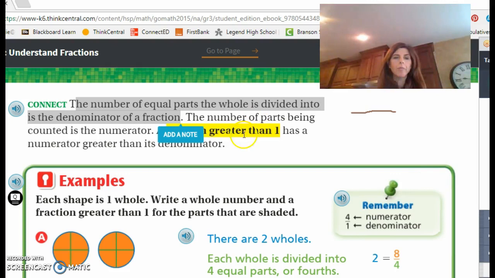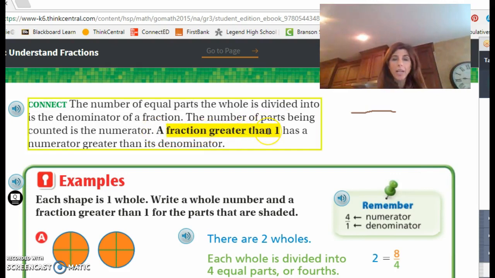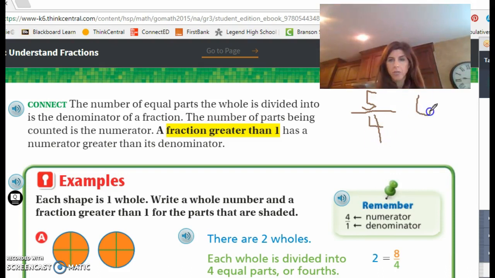A fraction greater than 1, larger than 1, has a numerator greater than its denominator. So it can happen where the top number is larger than the bottom number. It can look something like this: 5 over 4, 8 over 4, 6 over 4, and so on.